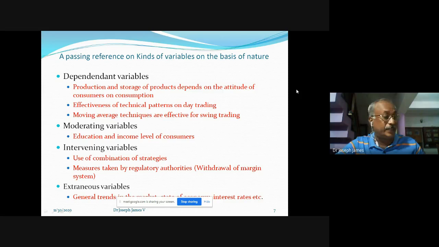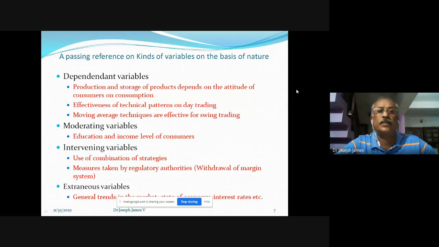Say, in statistical analysis, generally in SPSS, there are relationship analysis, differences analysis, prediction analysis, and classification analysis. I'm not going deep into this because this is not our topic directly. The different types of variables affect our decision as to the selection of the tool with which we have to make a test. Therefore, you should have just an awareness, and that is why I have given only a passing reference to the kinds of variables on the basis of their nature.